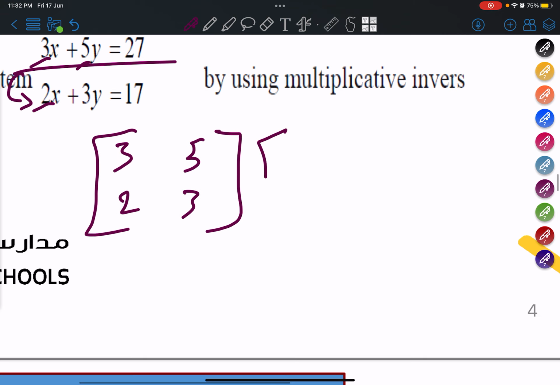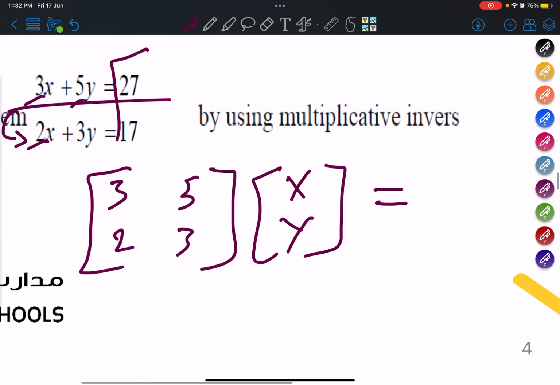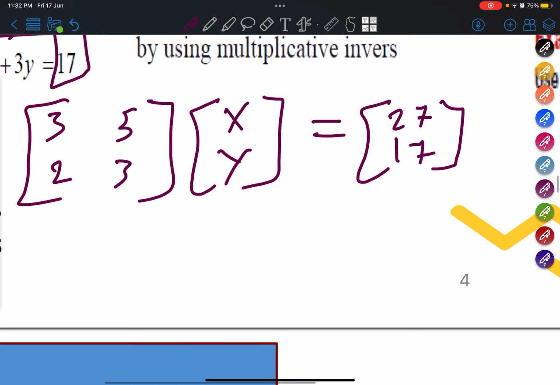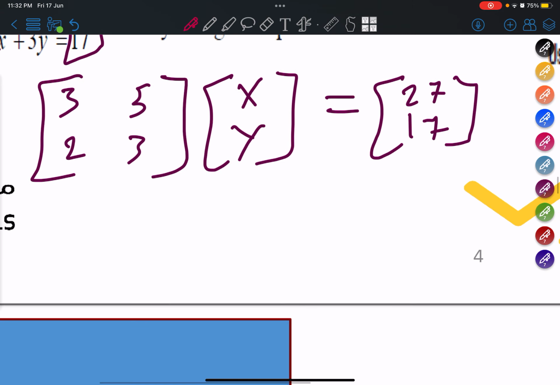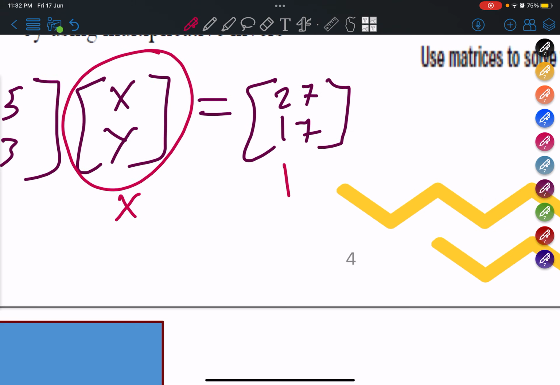Okay, so we write x and y, you'll see now y, and it will equal b. What is b? So b are what the equations are equal to. So it is equal to 27 and 17. Okay, so now here let's, for example, label this matrix as A, label this whole matrix as X, and label this matrix as B.